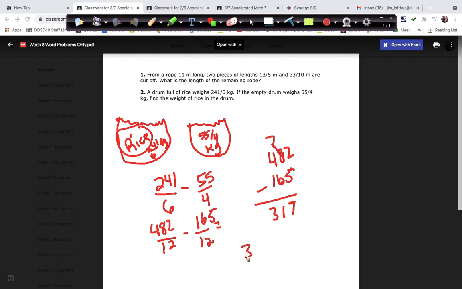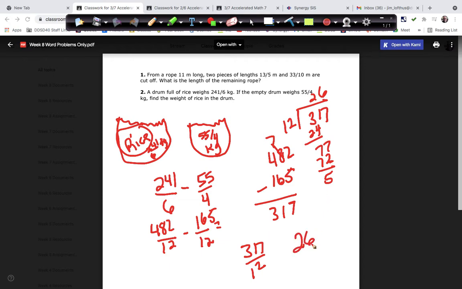So 317 twelfths. And to get that into a mixed number, we're going to do this. 317 divided by 12 goes in twice with 7 left over, and goes in here 6 times with 5 left over, so it's 26 and 5/12 kilograms is the weight of the rice.